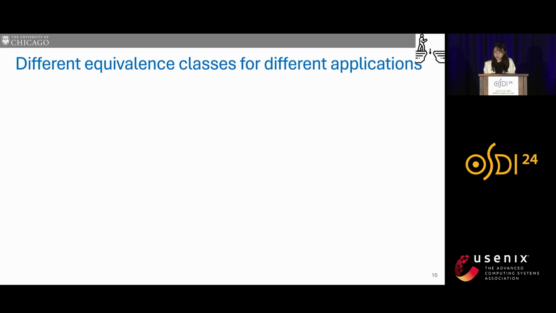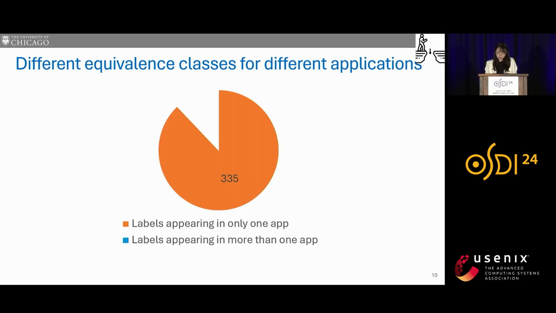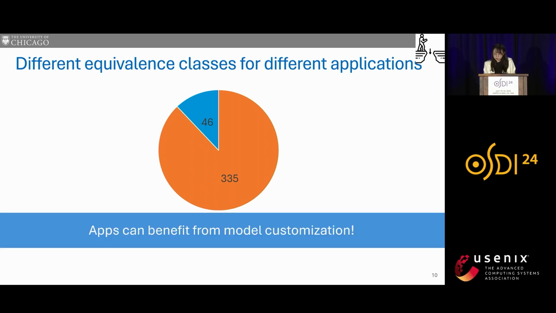We also found that the equivalent classes are very different for different apps. So 335 labels only appear in one app, while only 46 labels appear in more than one app. Therefore, there could be a big benefit in model customization.